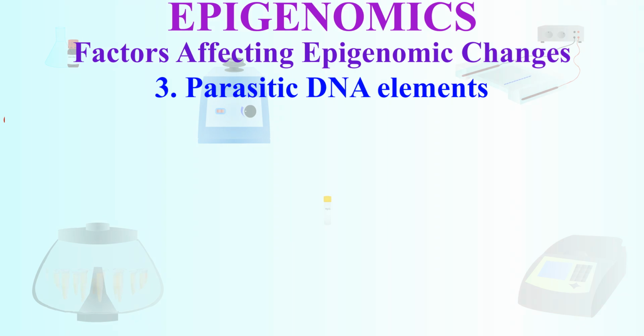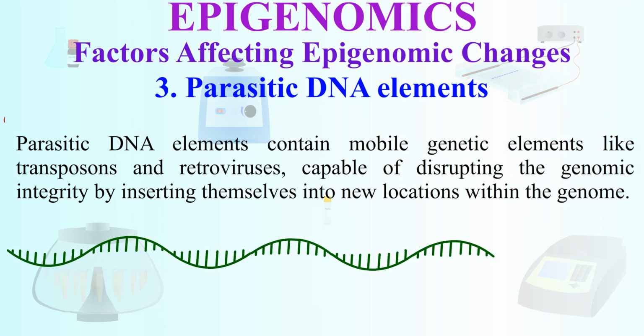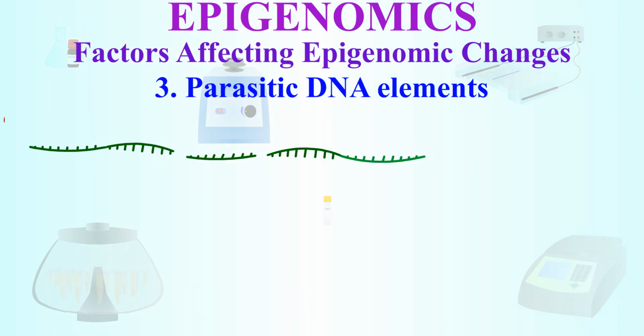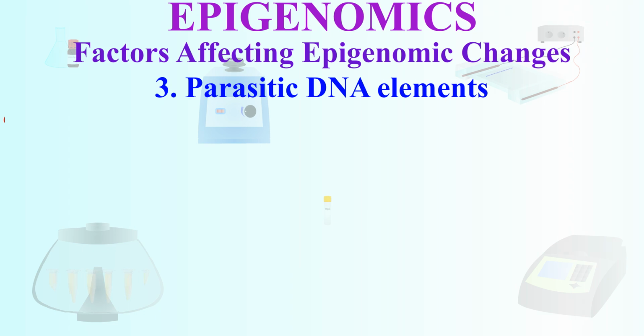3. Parasitic DNA elements. Parasitic DNA elements contain mobile genetic elements like transposons and retroviruses, capable of disrupting the genomic integrity by inserting themselves into new locations within the genome. In order to maintain stability, organisms employ epigenetic mechanisms to silence these elements and prevent their activation and proliferation.